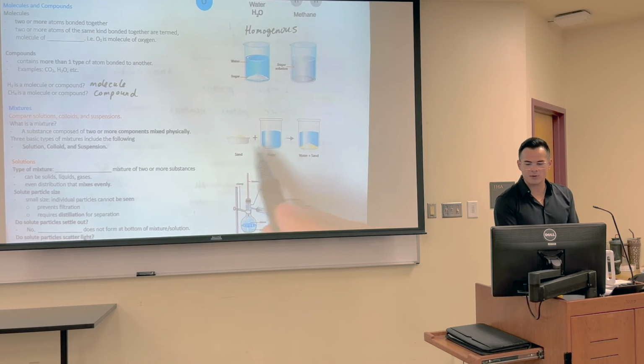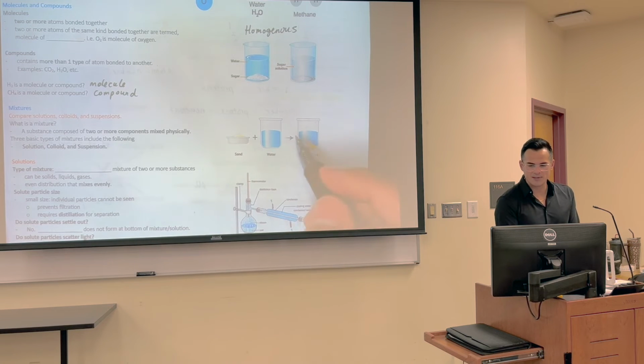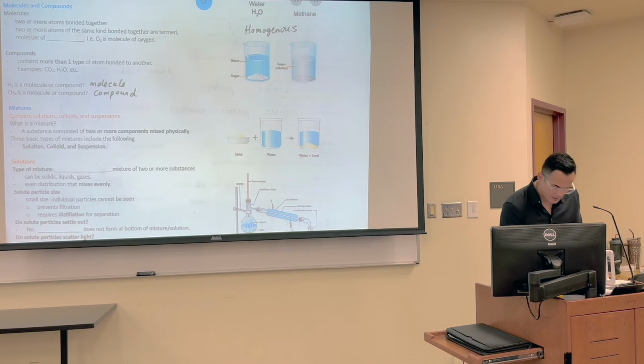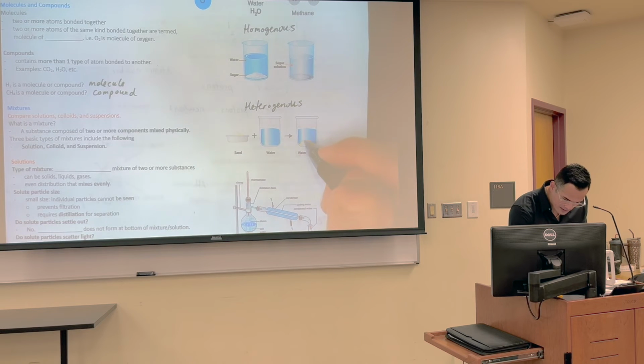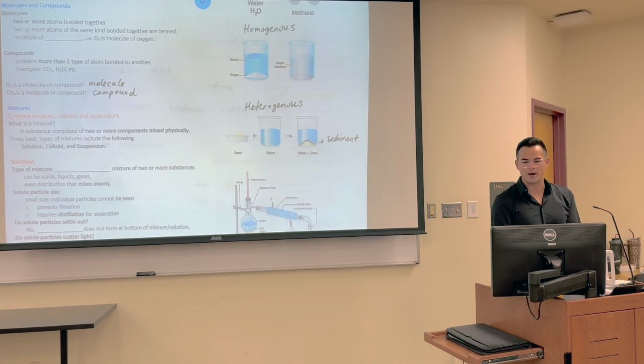When we mix sand with water, what would this be an example of? Heterogeneous. Is there an even distribution of the solid inside that water? No. What's formed here at the bottom? Sediment. This is the term that we use to describe it. So there is sediment that's going to form here at the bottom.